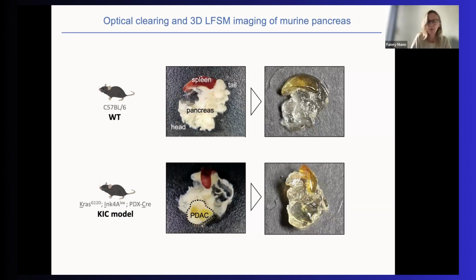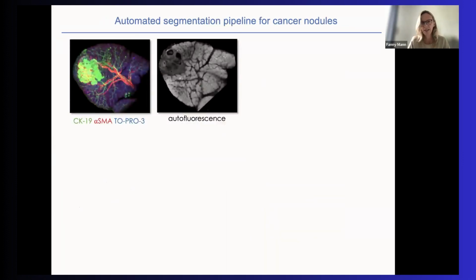So the results I will present you today are from experiments performed in the KIC model. So an important first step for our study was to be able to identify the cancerous lesions in the pancreas that were made entirely transparent. So this can be achieved by staining the tissue with an antibody against epithelial markers, such as cytokeratin 19. So this allows us to see the tumors here.